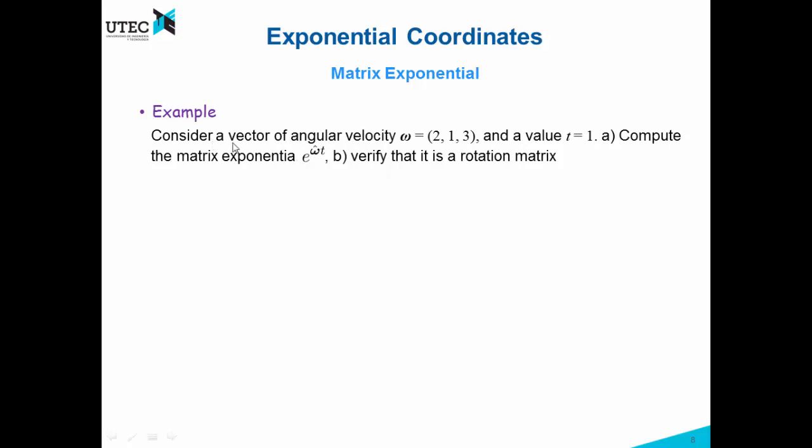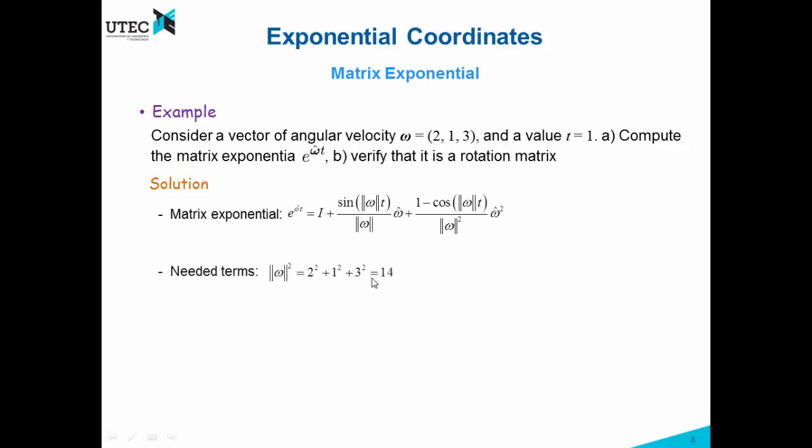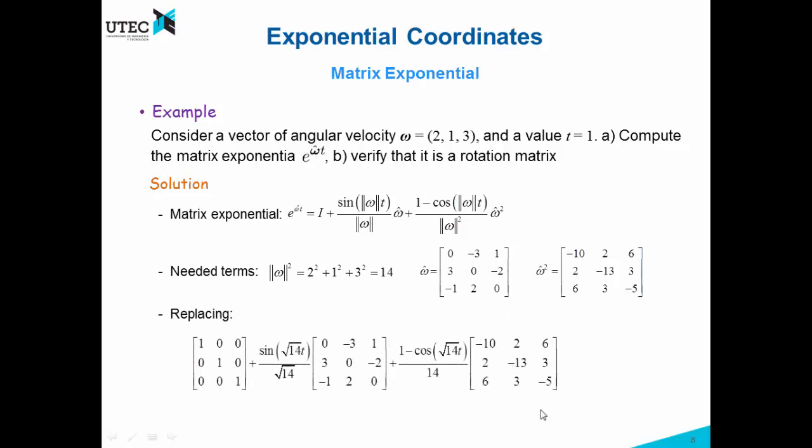Let's see an example. Consider a vector of angular velocity, this one, and a value t equals 1. First we want to compute the matrix exponential, and then we want to verify that it is a rotation matrix. So let's compute the matrix exponential. We have this. We need the terms omega, the magnitude of omega, and then omega squared and omega hat squared. So we're going to compute that. These are what I call the needed terms, which are the ones that we will need. And then we replace these terms in this expression, and we just operate. By operating properly, we'll get that this is equal to this matrix.